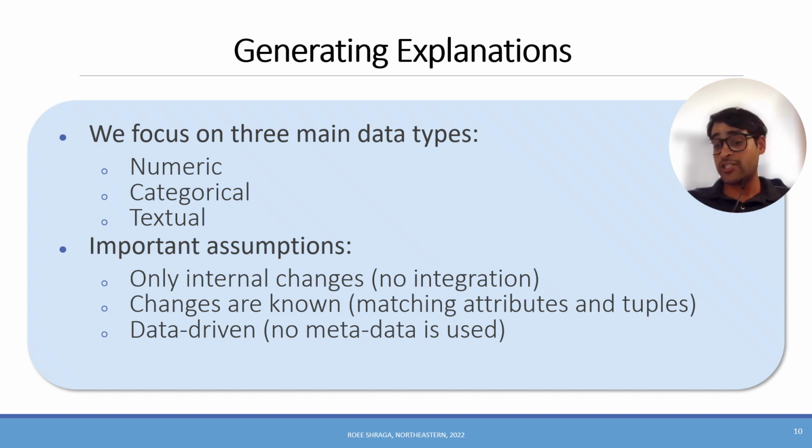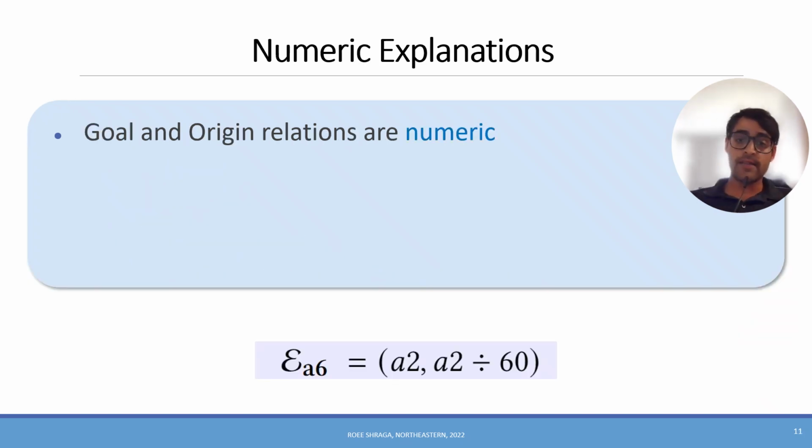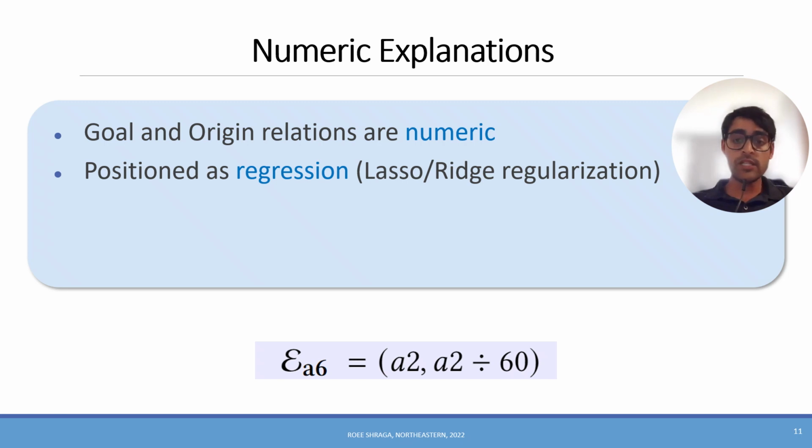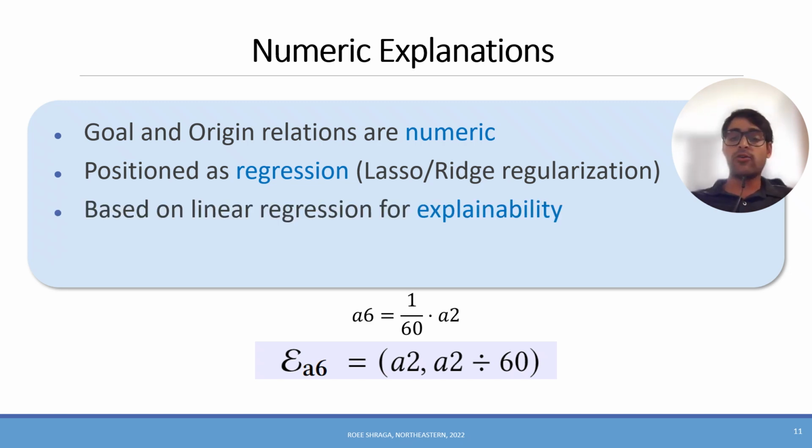Let's look at the types of explanations that we are generating. First, we look at numeric explanations. Here, both the goal and the origin are numeric. So the goal is the attribute that we are trying to explain, or the change that we are trying to explain. And the origin is the origin of this change. Here we assume both of them are numeric. Specifically, we position that as a regression problem. We add some regularization to these regressors, and we base our solution on linear regression because we want to introduce explainability to the solution.